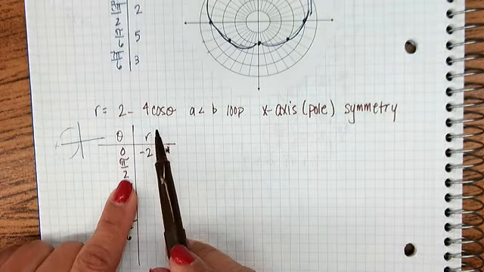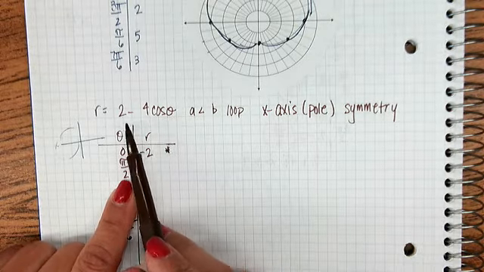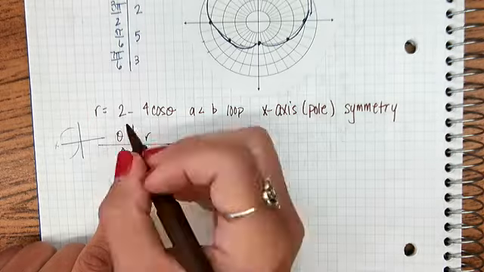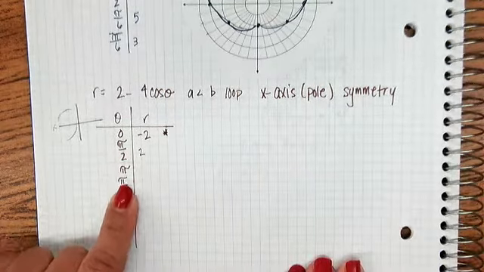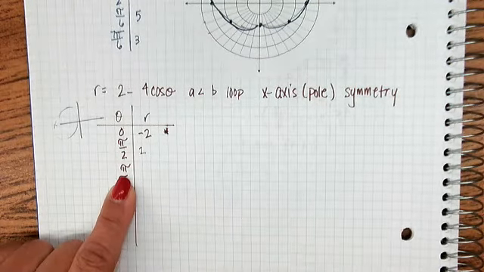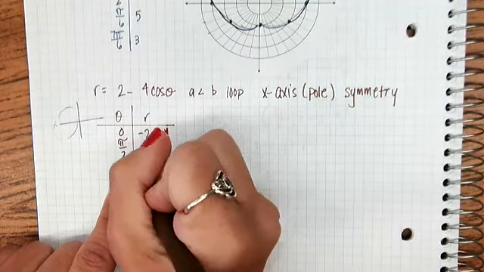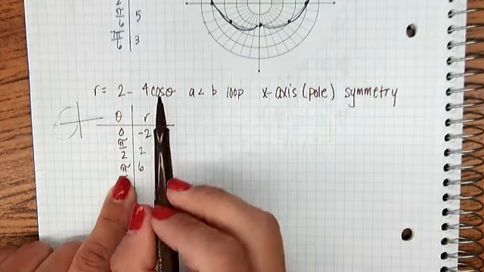Pi over 2, the cosine of pi over 2 is 0. So 2, that's just 2, which is going to be the same for 3 pi over 2 when I reflect it. Pi, the cosine of pi is negative 1. So this is going to be 6, I believe. Negative 1, yeah.